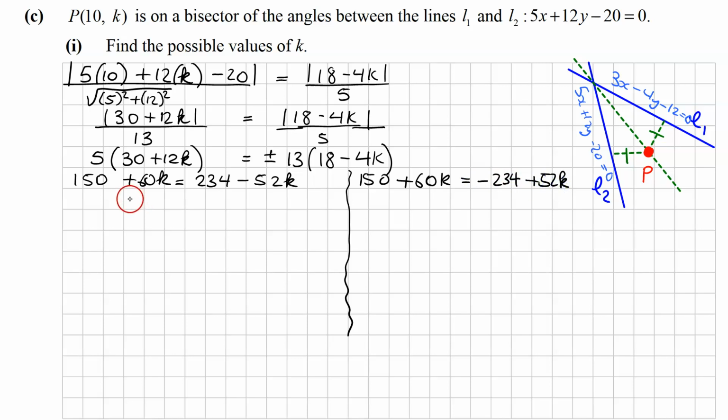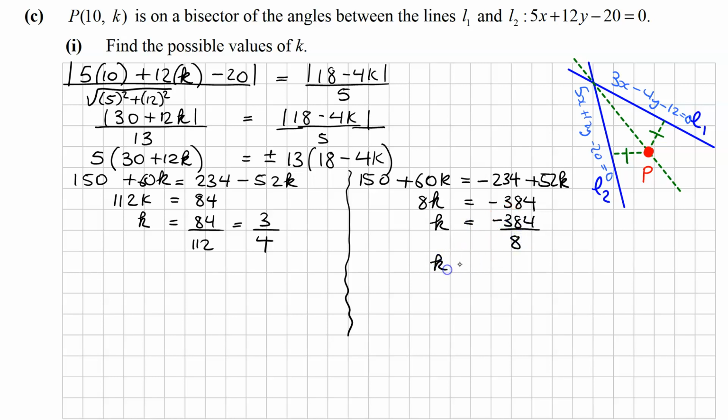Sorting these out, this one over here gives me 112k = 84, which leaves k equal to 84 over 112, which is 3/4. Over here we'll have 60 minus 52, which is 8k, equal to -384. So k will be -384 over 8, so k will be equal to -48.